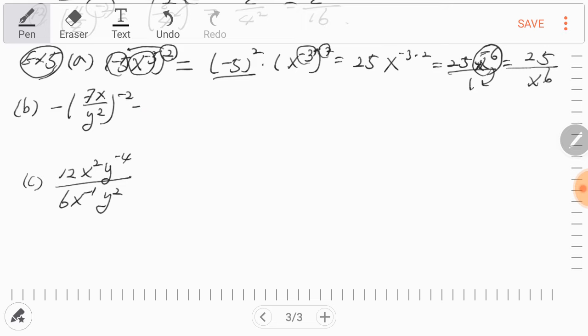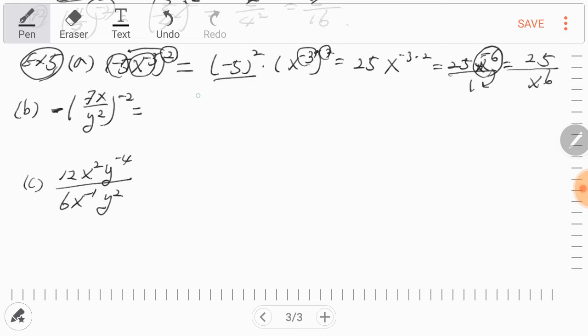Okay, the next one. The negative sign is outside the exponential form, so leave the negative sign. And the power is negative, so make it positive. Then what happens to the base? Make it reciprocal. So y squared over 7x. Then negative. Now we can assign this power to the numerator and the denominator. So y squared to the second power over 7x, the whole denominator, to the second power.